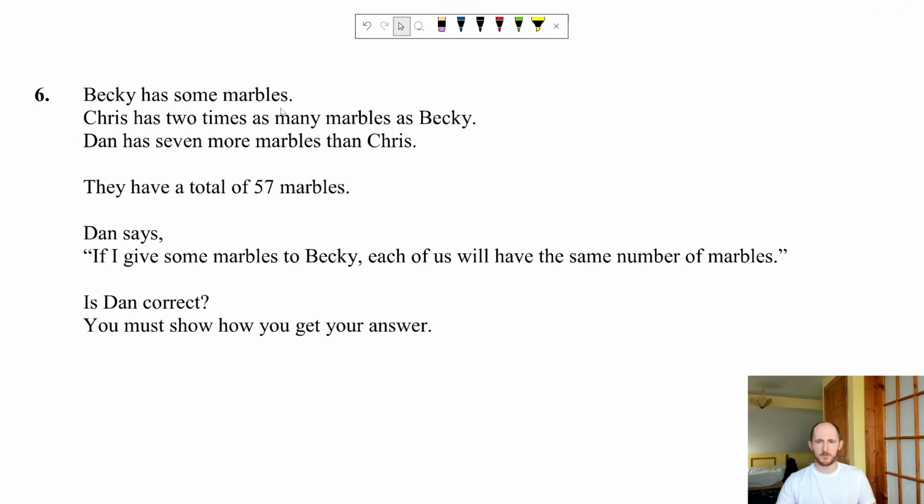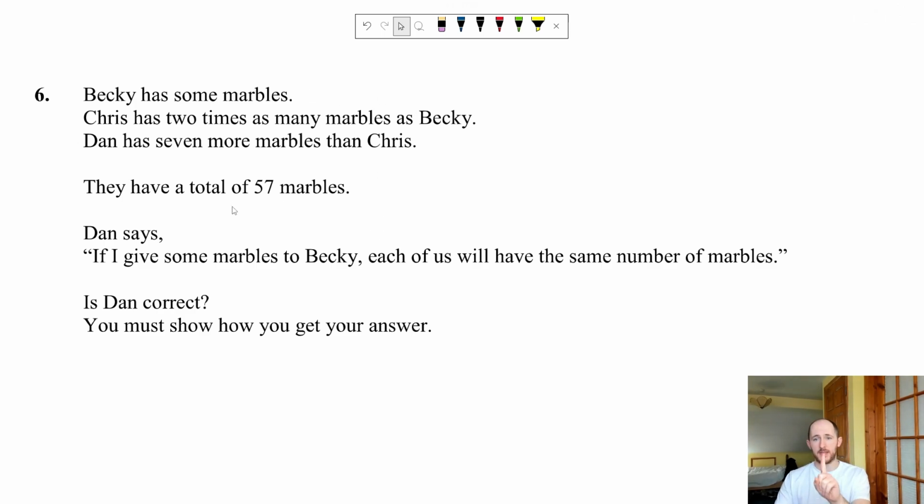So Becky has some marbles. Chris has 2 times as many as Becky. Dan has 7 more than Chris. In total, they have 57. Dan says, if I give some marbles to Becky, each of us will have the same number of marbles. Is he correct? The answer to that is I don't know. This doesn't really mean much to me. So what would be really useful to know in order to actually verify the statement? Well, it'd be really useful to know how many marbles each of them have.